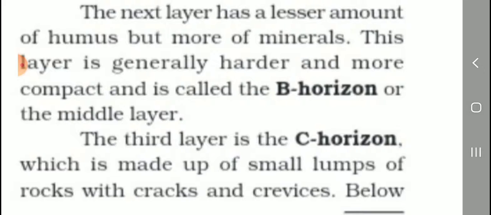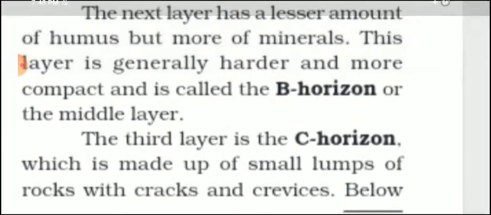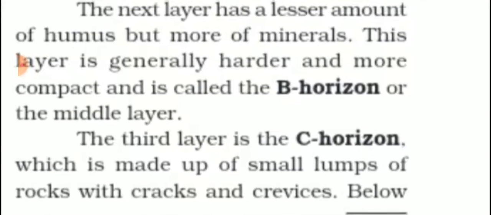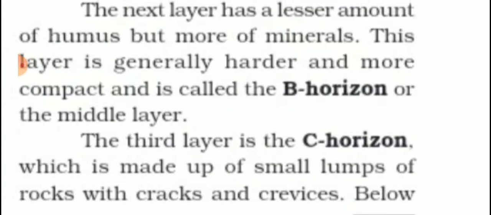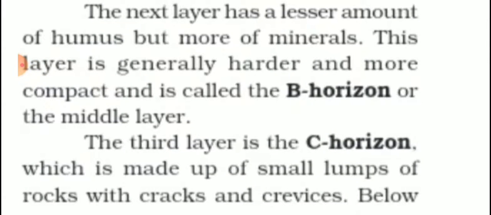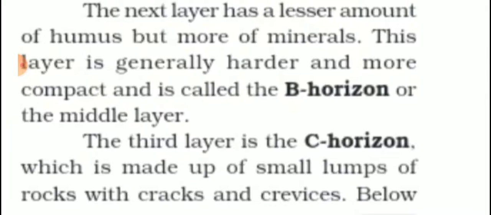The next layer has a lesser amount of humus than the first, the A horizon. The A horizon, which is generally soft, porous and retains more water, is called topsoil. In your book, page number 98. What is meant by A horizon? The layer is generally soft, porous and can retain more water. It is called topsoil or the A horizon.